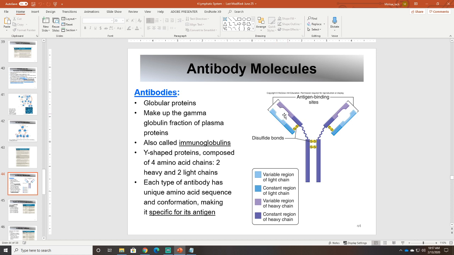Okay, and so you can alter the sequence of amino acids in a protein and change its shape, and the shape of this protein decides whether or not it can bind to a certain antigen. So for this one in the cartoon, the antigen it binds to would look something like a bell shape here, right? All right. These proteins are globular proteins, also known as immunoglobulins. So they're part of the globulin family that you find in blood plasma.